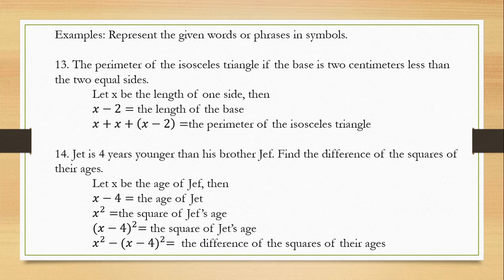So, find the difference of the squares of their ages. Let x squared be the square of Jeff's age. Then x minus 4, quantity raised to the second power, will be the square of Jet's age. And then the equation is x squared minus the quantity x minus 4 squared, the difference of their squares. Because x squared is Jeff's age squared, and x minus 4 is Jet's age, squared as stated in our problem.